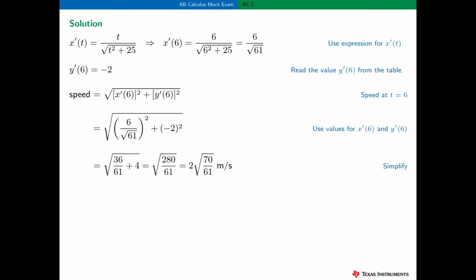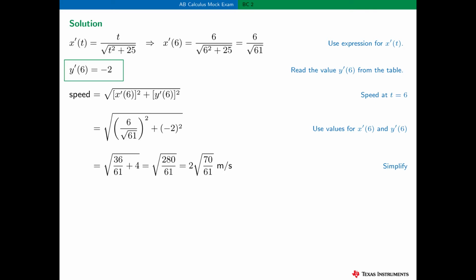Let's use these ideas to find a solution for part A. Looking ahead, and knowing the expression for the speed of a particle, I'm going to start by finding x prime of 6 and y prime of 6. We're given an expression for x prime of t, so I'll use this to find the value of x prime of 6. The value is 6 divided by the square root of 61. I'll use the table of values given in the statement of the problem to find that y prime of 6 is equal to minus 2.